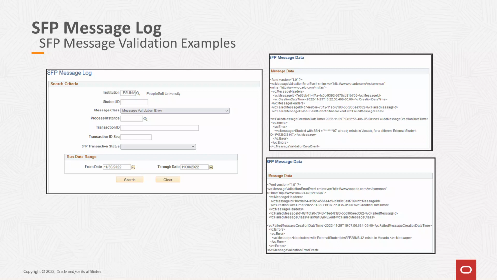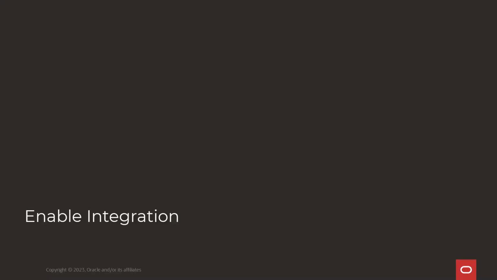The first example is where SFP found an issue in consuming the student initiation message, where the SSN already existed for a student in SFP. The second example is where SFP found an issue in consuming the SAFI message, where the student did not exist in SFP. Next, we will review the CS setup required to consume and process SFP's financial messages.